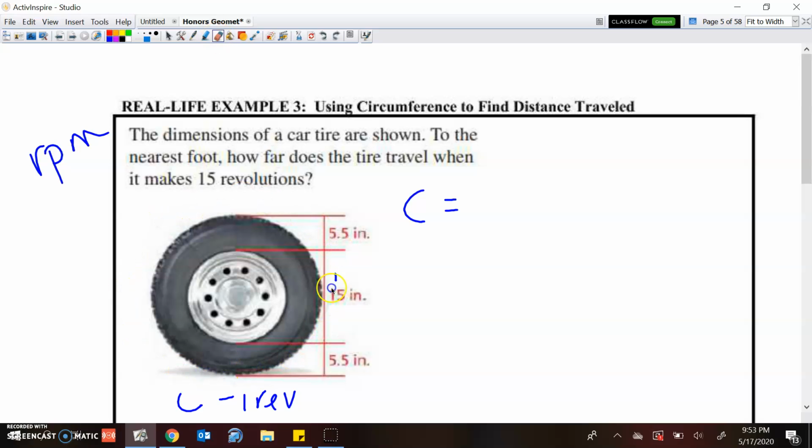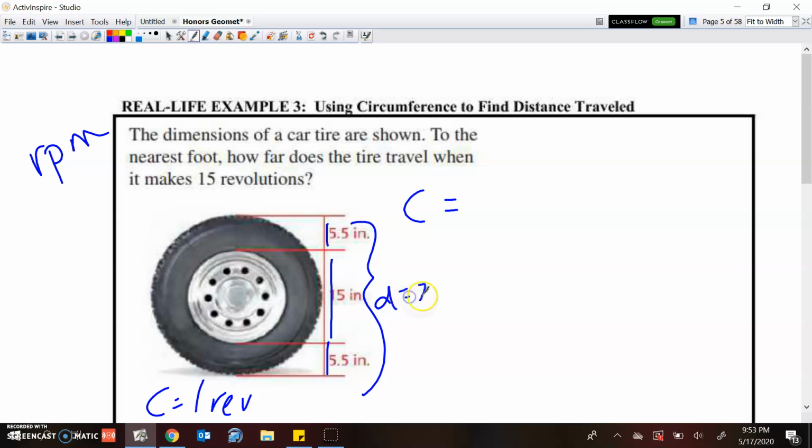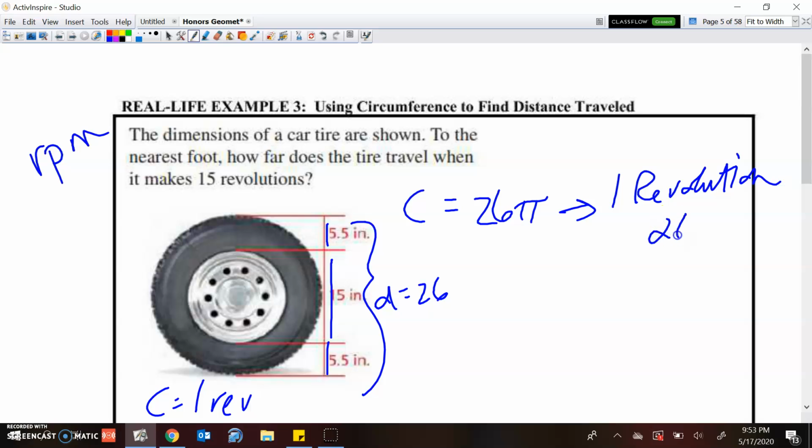And here's the reason I'm going to use that formula. Let's rewrite that again just so you have that. Circumference equals 1 revolution. They're giving me this distance, and this, so that's essentially the diameter. So if I add 5.5 plus 5.5, that's 11, and 11 plus 15 we know is 26. So the diameter here is 26. So my circumference is 26 pi. So one revolution is really the same as 26 pi. We're talking inches, okay?